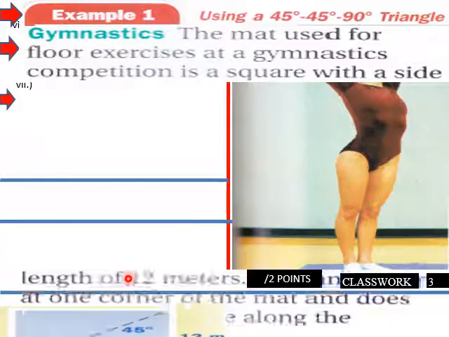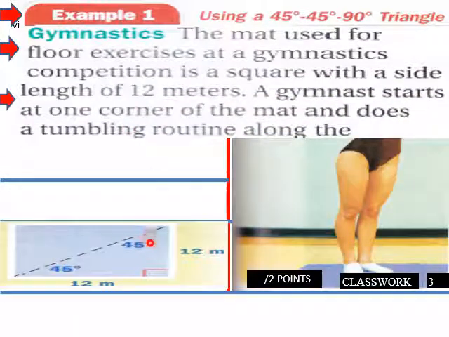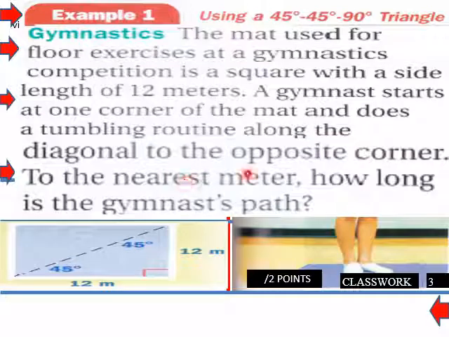So we have a situation here, gymnastics. The mat used for floor exercises at a gymnastics competition is a square with a side length of 12 meters. The gymnast starts at one corner of the mat and does a tumbling routine along the diagonal to the opposite corner. To the nearest meter, how long is the gymnast's path?